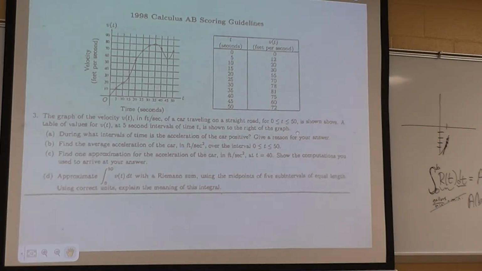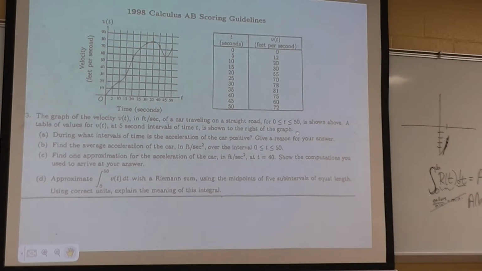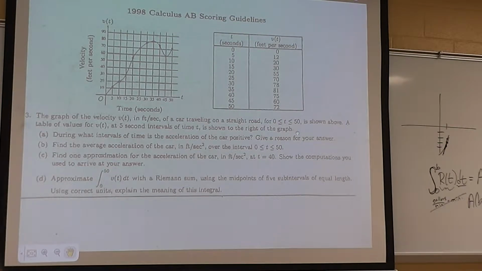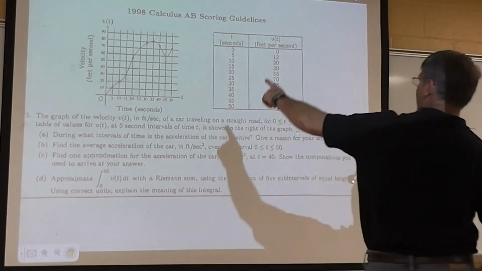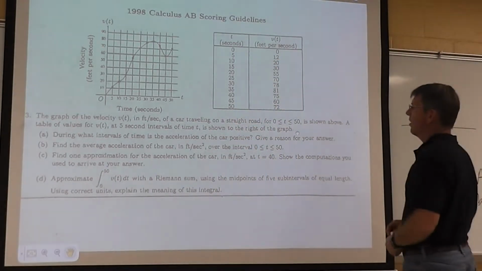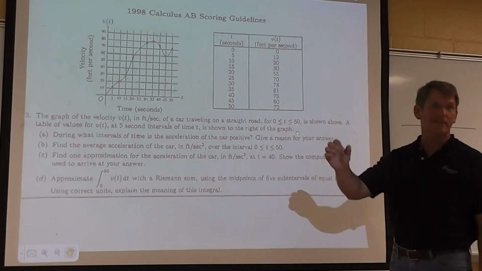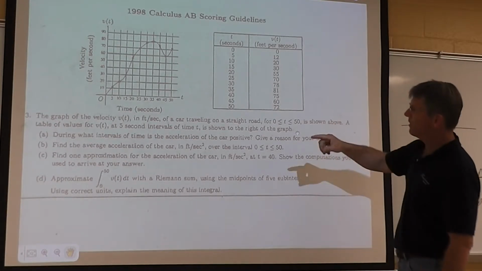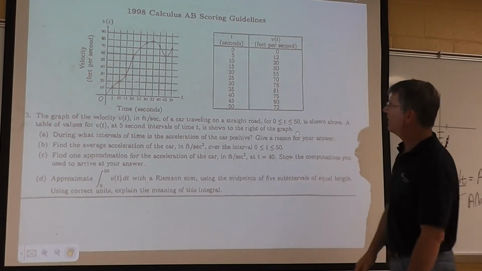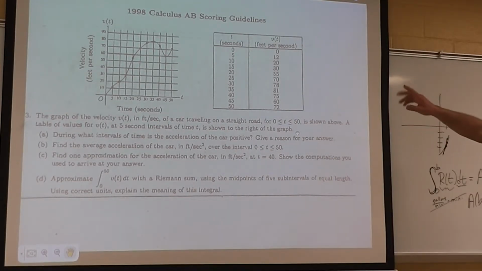So this is the 98 exam, question 3. Let's just kind of go through it together, get it in our heads here real quick. Graph of velocity in feet per second is given here. Car traveling on a straight road, so rectilinear motion along a line, from 0 to 50 is shown above. A table of values, the 5-second intervals is given here. We could have estimated the y coordinates in the graph, but they wanted us to all be able to calculate the same thing, so they give us the y coordinates.